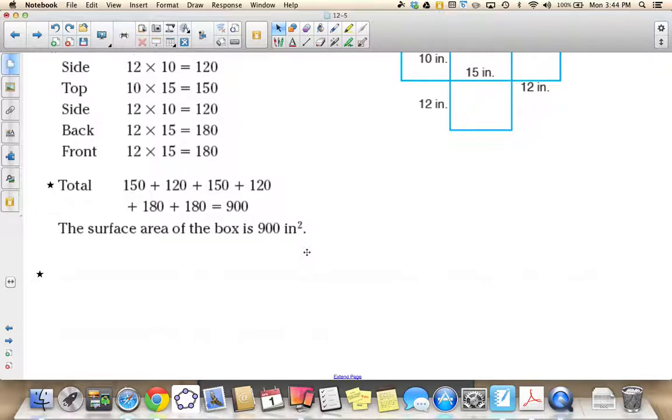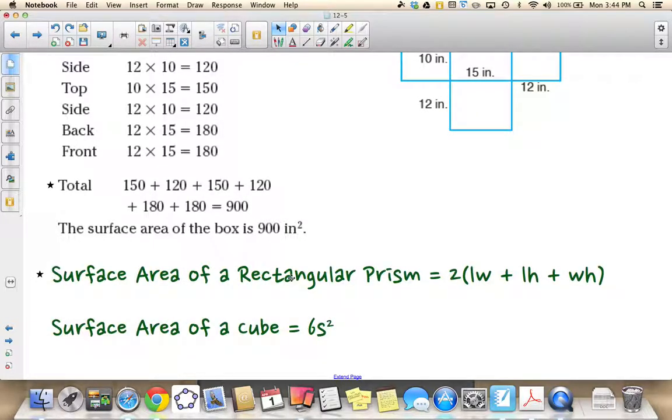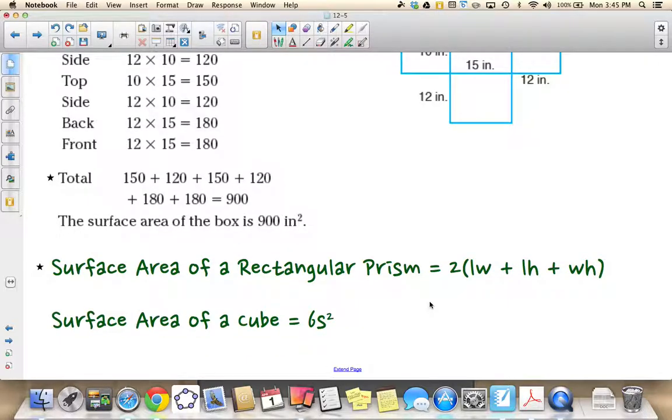To make it easier, I have given you the formula for the surface area of a rectangular prism. The surface area of a rectangular prism is 2 times the quantity length times width plus length times height plus width times height. And the surface area of a cube is very similar to a rectangular prism, the only difference is that the cube has sides that are all congruent. That means the length, the width, and the height of a cube are all congruent. That's why it's just labeled as S. So the surface area of the cube is 6S squared.